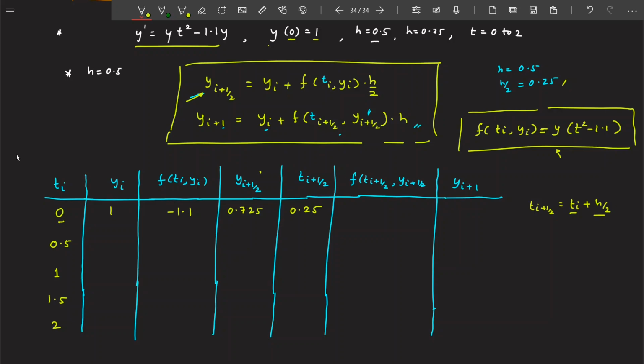Now the main focus here is to calculate this. Once you calculate this, and to calculate this we need this and this, and to calculate this we need this and this. So this is how it goes. Now the next thing, you're going to substitute the values of yi plus half and ti plus half in this equation. Once you substitute these values of 0.725 and 0.25 in that equation, the value that you are getting is minus 0.752.